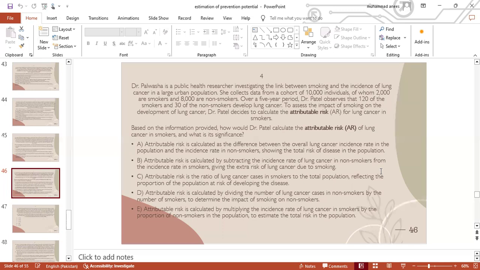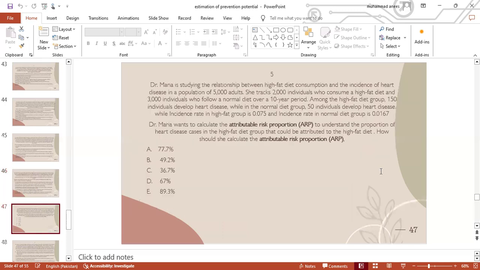D, attributable risk is calculated by dividing the number of lung cancer cases in non-smokers by the number of smokers to determine the impact of smoking on non-smokers. E, attributable risk is calculated by multiplying the incidence rate of lung cancer in smokers by the proportion of non-smokers in the population to estimate the total risk in the population. Answer is B.